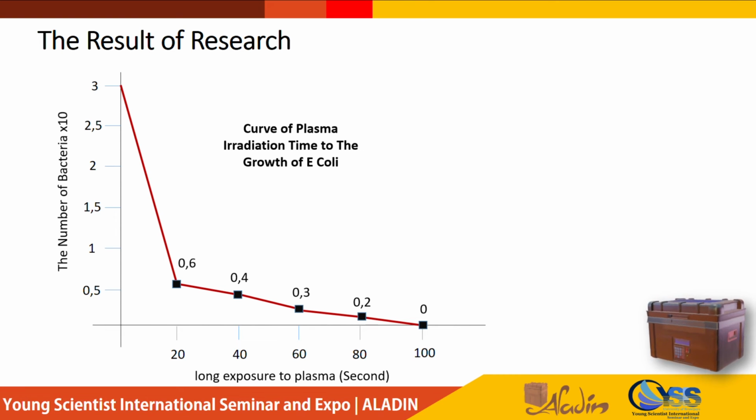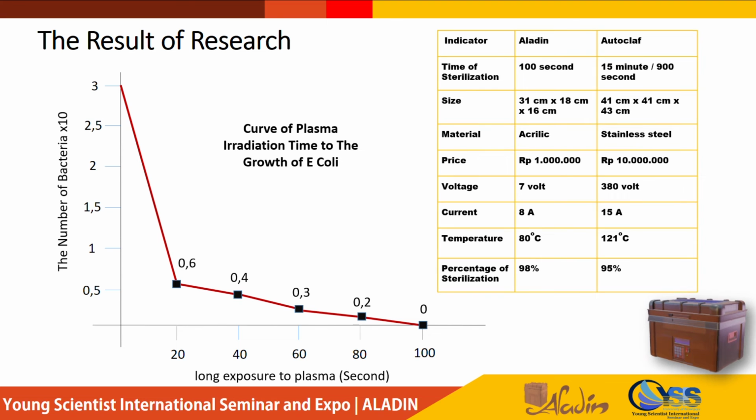Next, the dental instruments were placed into the ALADIN instrument container to be given 70% ethanol as the first stage of sterilization. Then they were irradiated with plasma for 20, 40, 60, 80, and 100 seconds with a treatment of 3 kV. The result of the decontamination test showed the number of E. coli bacteria decreasing linearly with the duration of plasma irradiation.